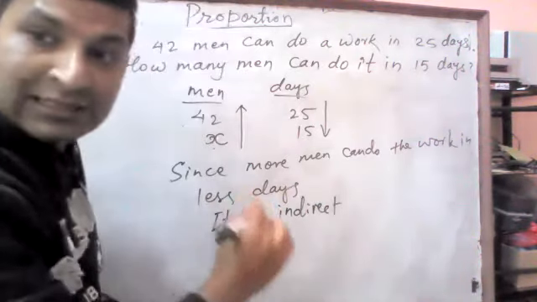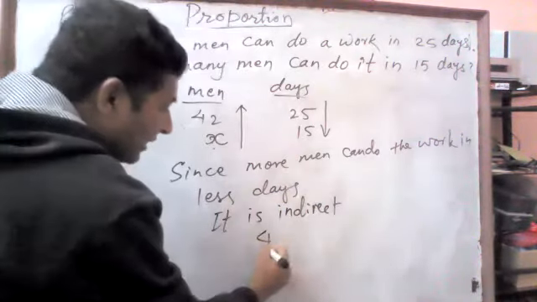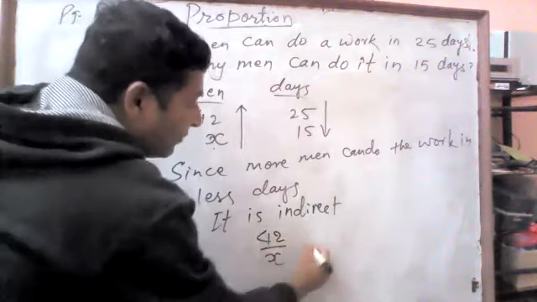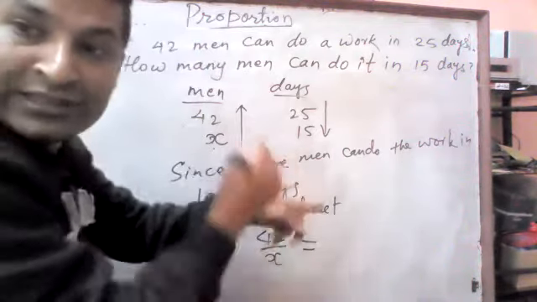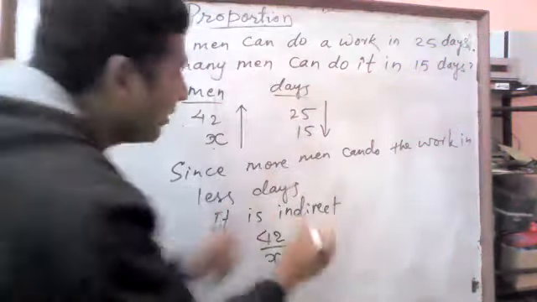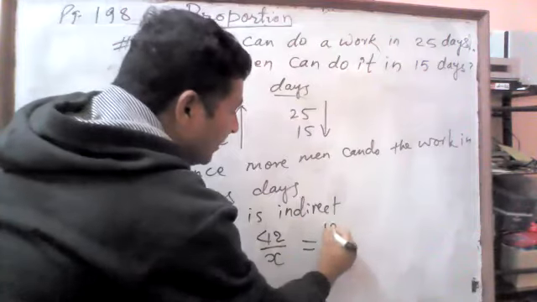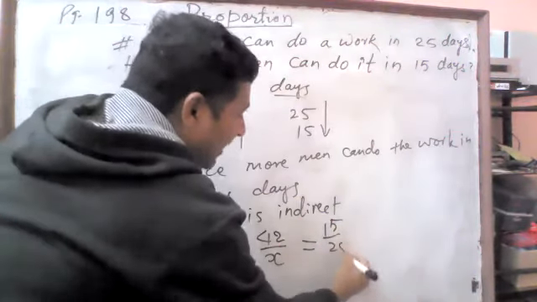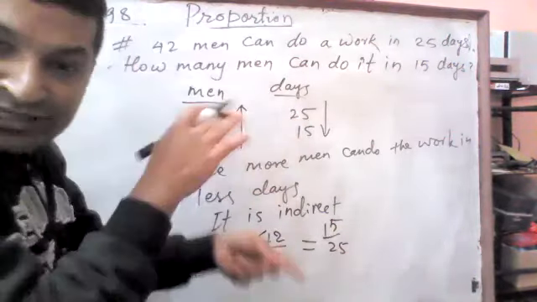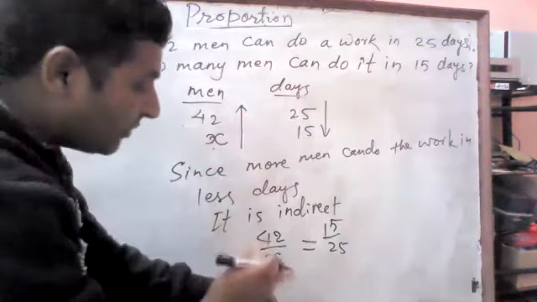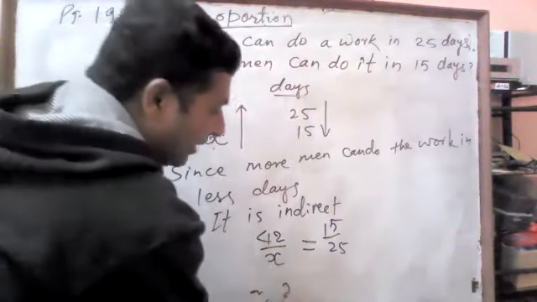Indirect proportion case. So we take the ratios, we equate the ratios, but while taking the ratios, now one ratio is taken oppositely, reciprocal. 15 by 25. One ratio is taken opposite, please. Now after cross multiplication, we can find out the value of x.